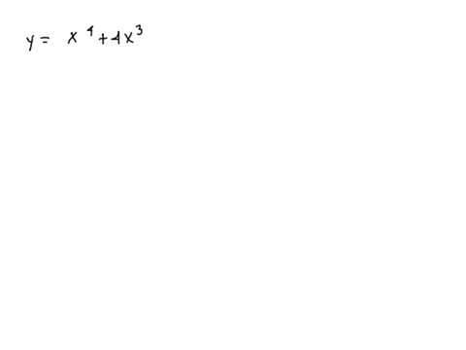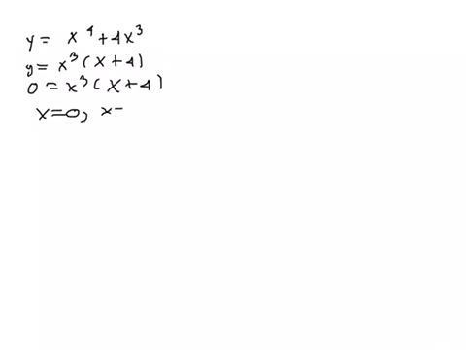So if I factor this thing, I get this. And setting that equal to 0, I see that there are x-intercepts when x equals 0 and when x equals -4. That's nice. And what else do I know?